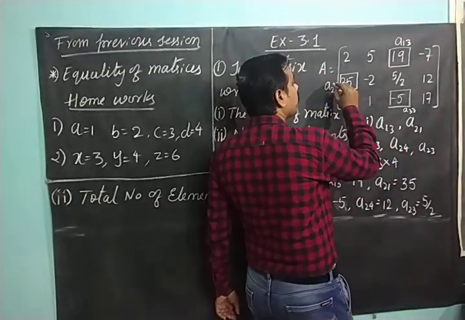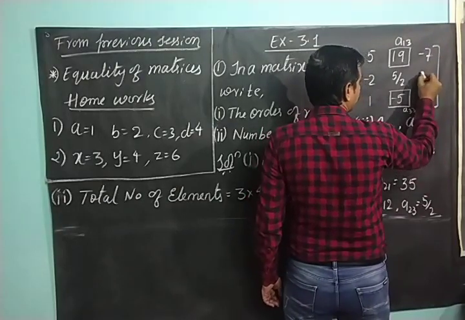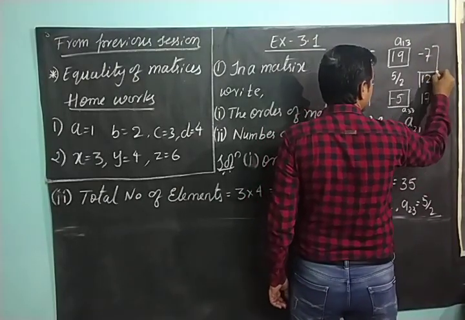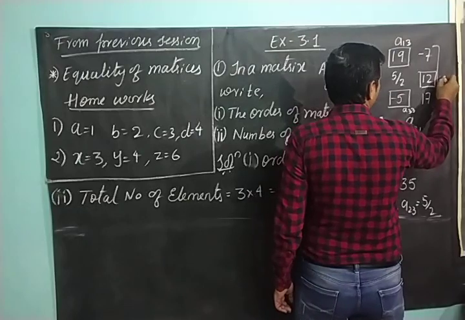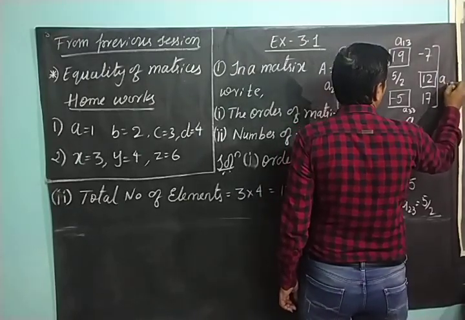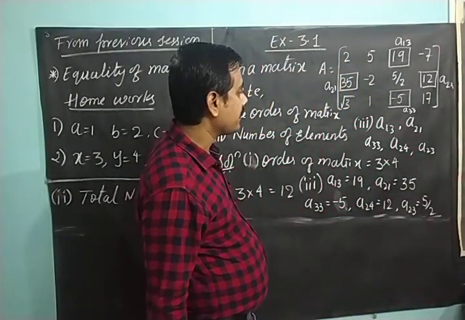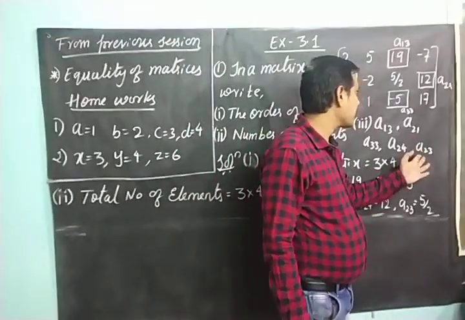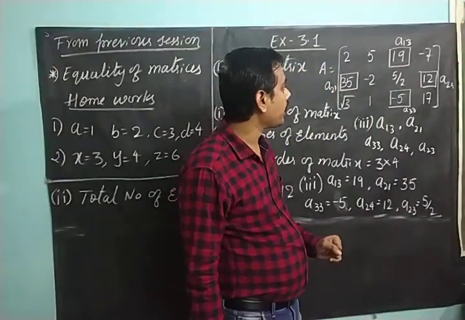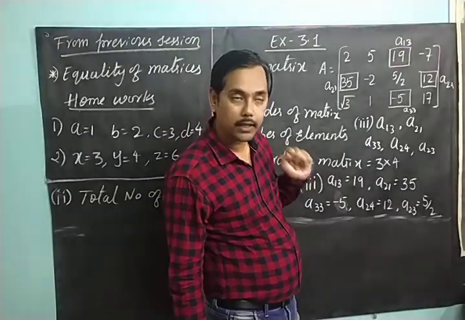So which is the second row? That is this one. Which is the fourth column? This thing. So the second row and fourth column element is here. Right? So what is this? A24. So what are we left with? Last one, that is A23. That is the element in the second row and third column.